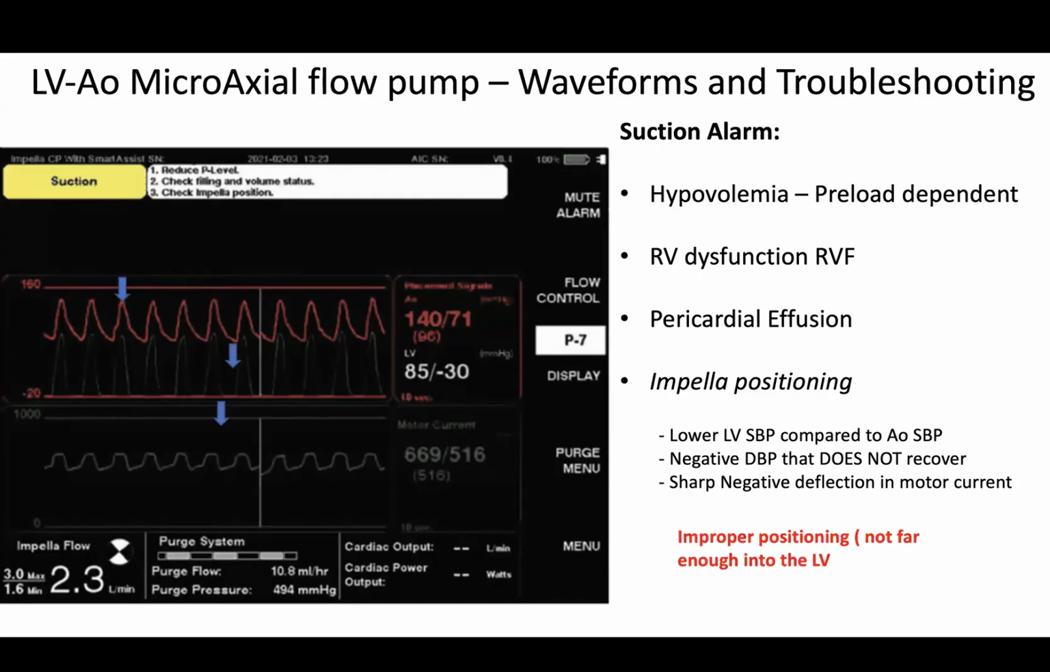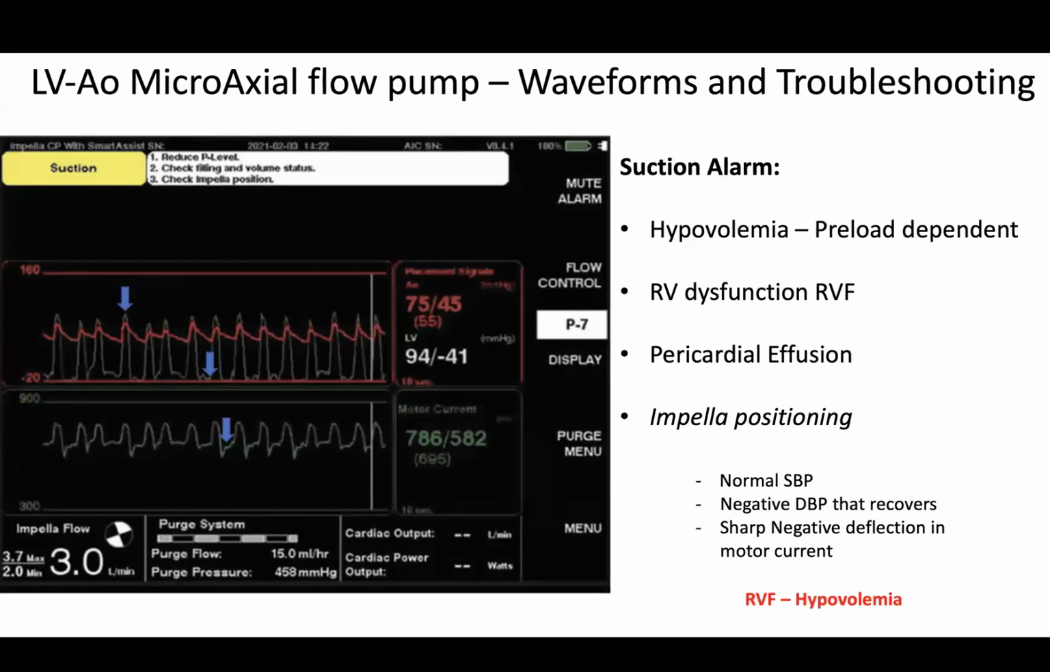Okay, and if you want to get nerdy about it, the LV tracing has some surrogates of early suction. For example, this LV tracing here shows a negative diastolic that does not recover. If it's below the baseline with a sharp motor current, this could be suggestive of RV failure or hypovolemia most of the time. If you've seen this square root sign here, this is probably an Impella that's starting to see low volume.